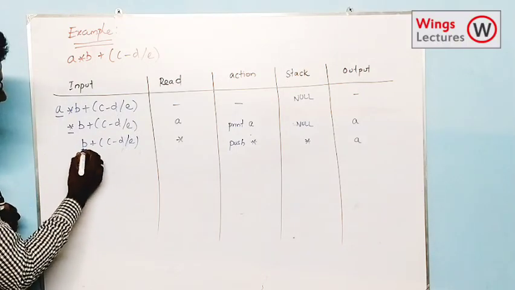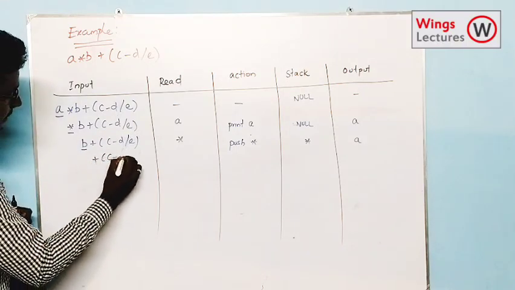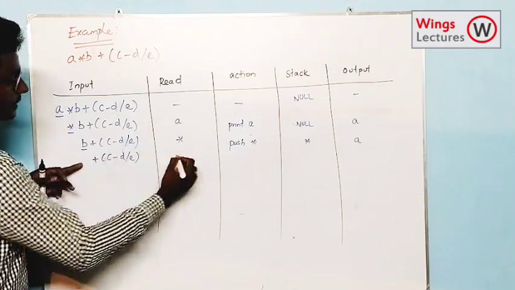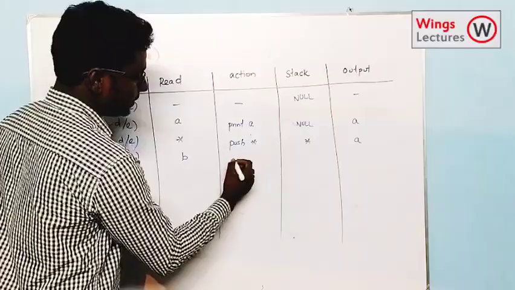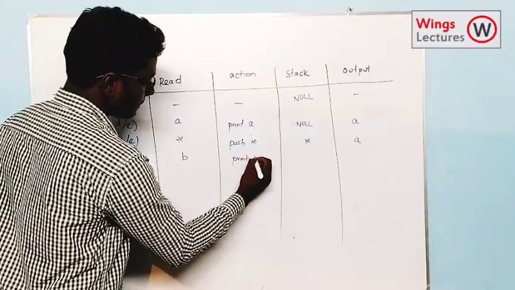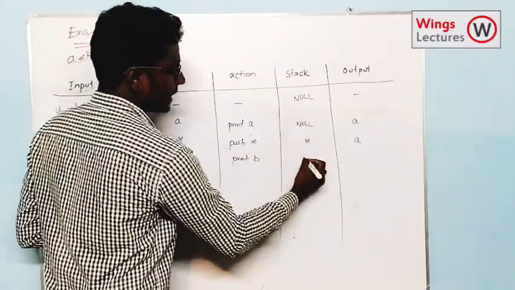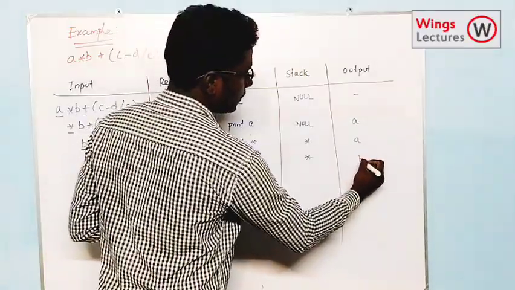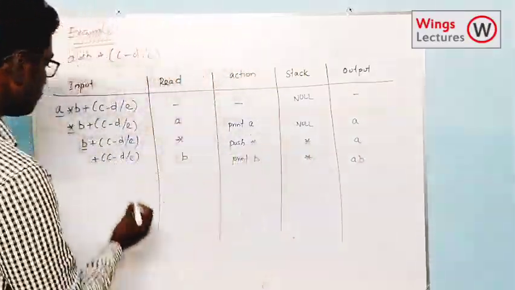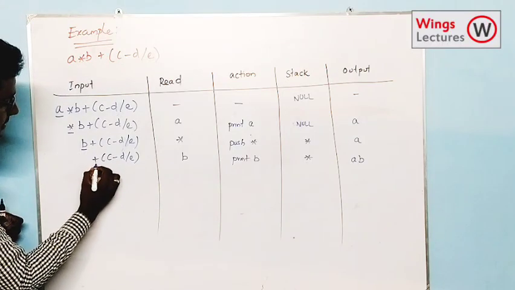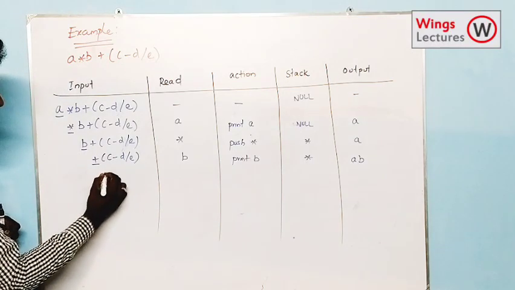B. I'm going to read B. B is an operand. So print B, the stack remains the same, and the output will be A, B. Now, what is the next one? The next character is plus.